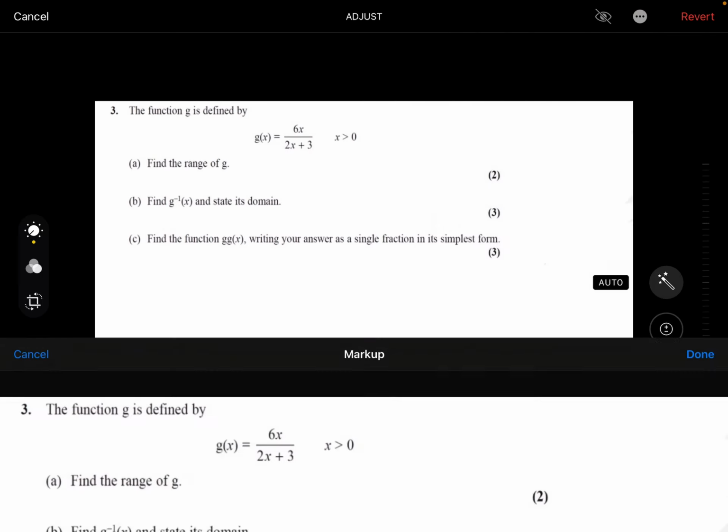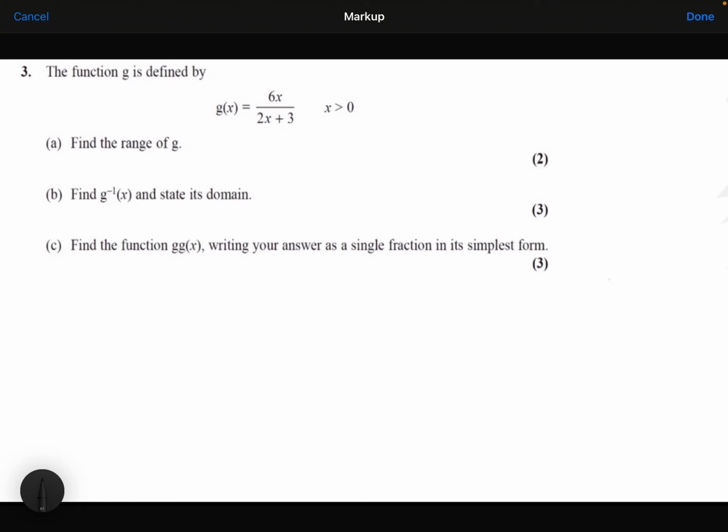Part B. Find g inverse and state its domain. So, first of all, I'm going to rewrite this function as y equals 6x over 2x plus 3. And then we need to remember what the inverse function does. It swaps the x and the y around. That's what an inverse does. So I'm going to swap the x and the y's around. Now I'm going to rearrange this to make y the subject. So I'm going to multiply both sides to get rid of that fraction.